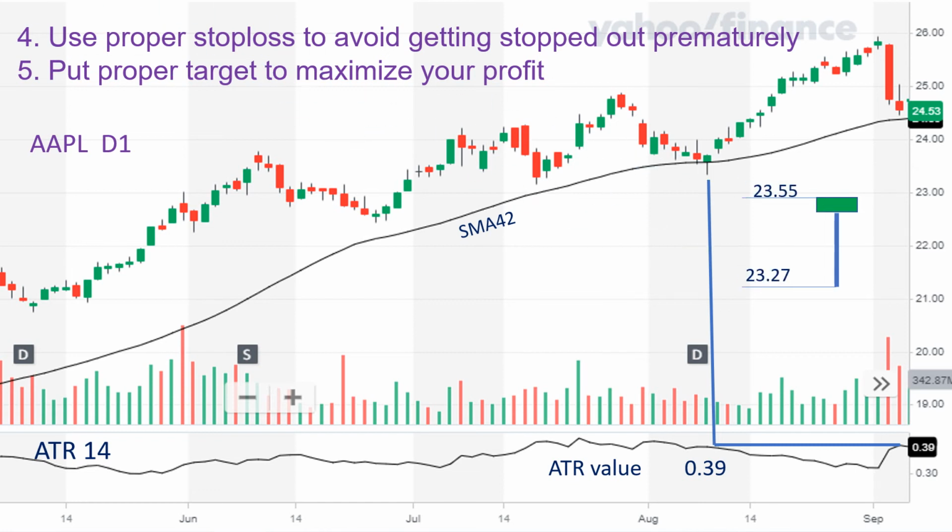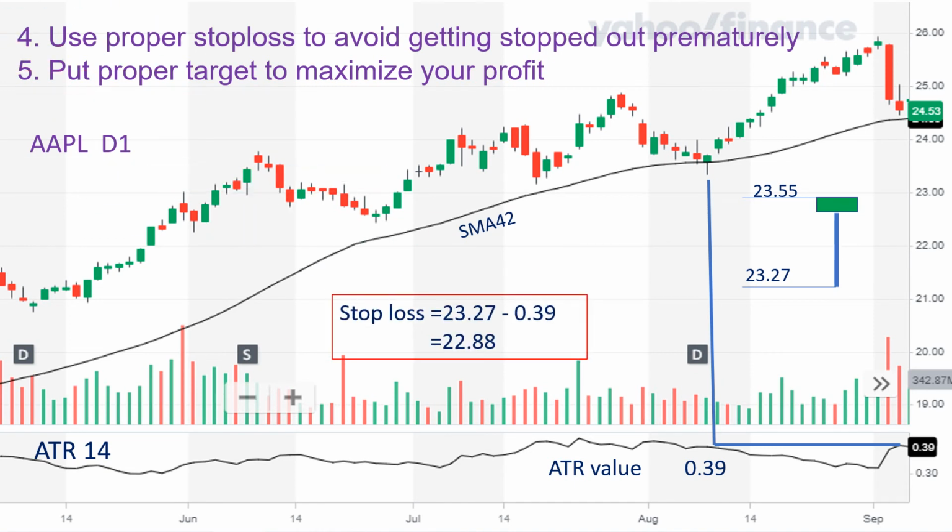And now I amplify this hammer in this corner so that you see it very clearly. This is the same hammer. The top price is 23.55 and the lowest price is 23.27, and the stop loss is calculated as 23.27, the lowest price, minus the ATR value, so it comes to 22.88. That's the stop loss. So you enter the price here and you put your stop loss at 22.88 and ride on a big trend.